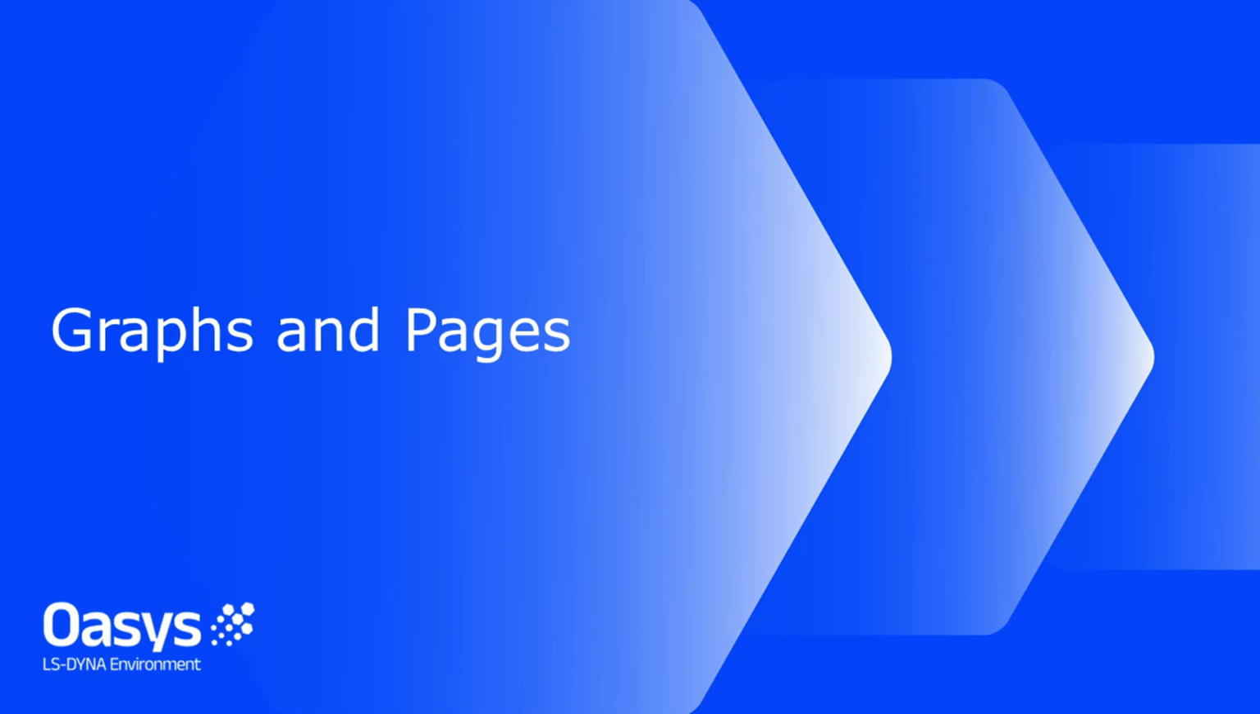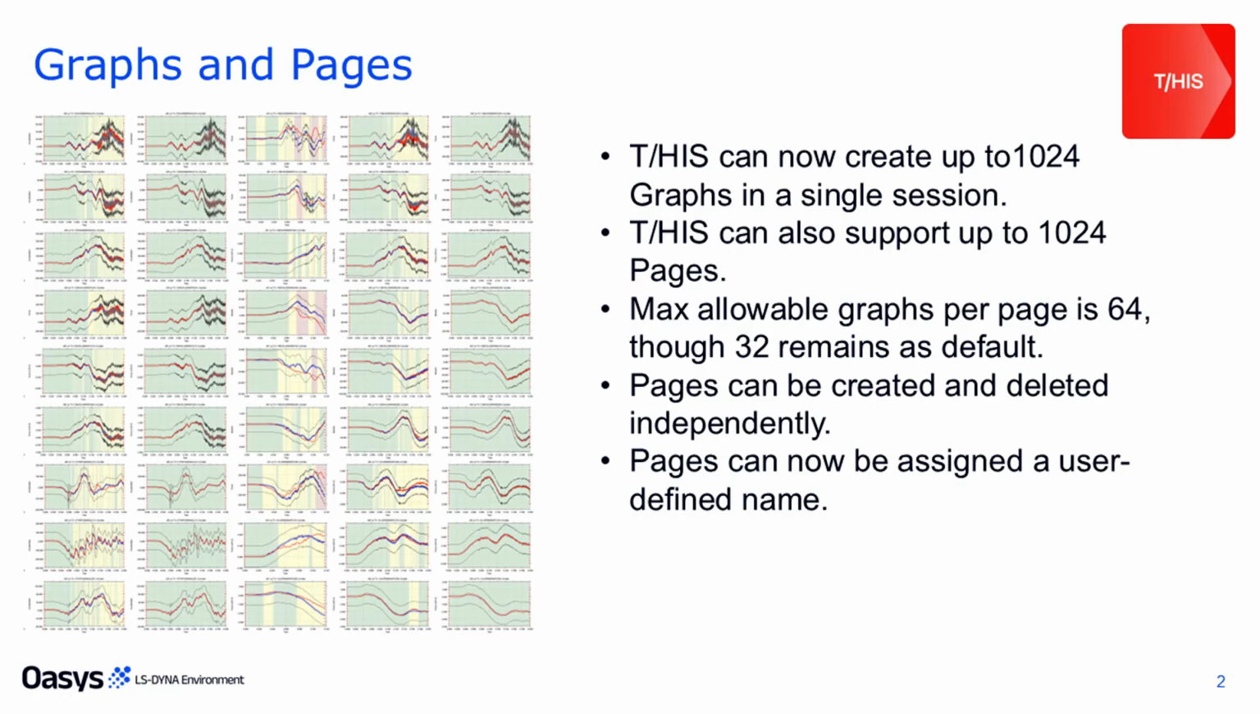This video will take you through the updates made to THIS graphs and pages in OASIS 23. THIS 23 allows users to create up to 1,024 graphs per session, which enables users to display and analyze large sets of results, supporting more detailed interrogation and reporting of simulation data. THIS can now also support up to 1,024 pages in a single session. Previously, the limit for both graphs and pages was 32.